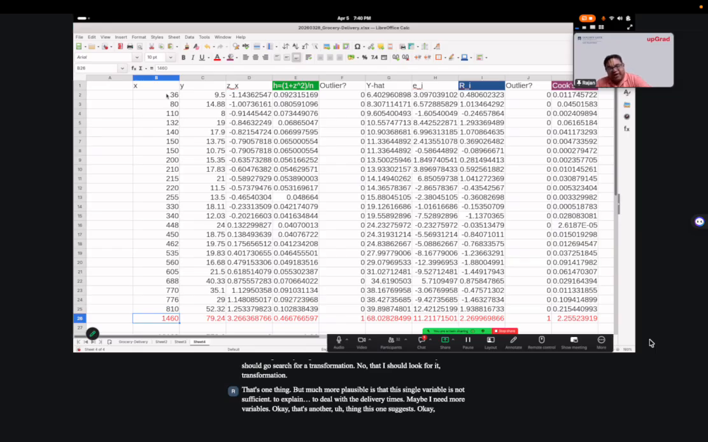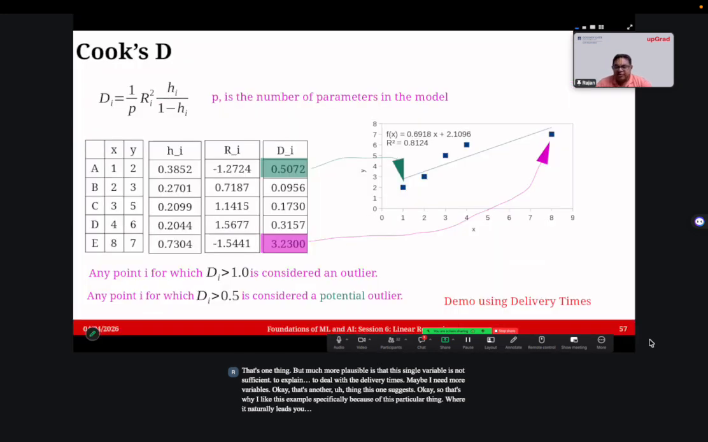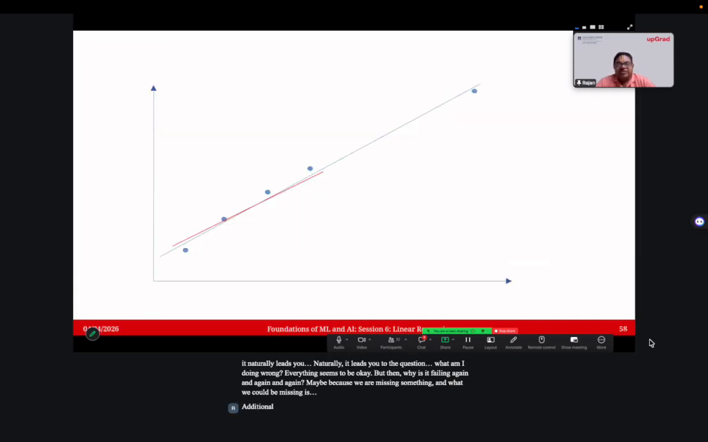That's why I like this example specifically, because it naturally leads you to the question, what am I doing wrong? Everything seems to be okay, but then why is it failing again and again? Maybe because we are missing something, and what we could be missing is additional variables. So this is what I was talking about.